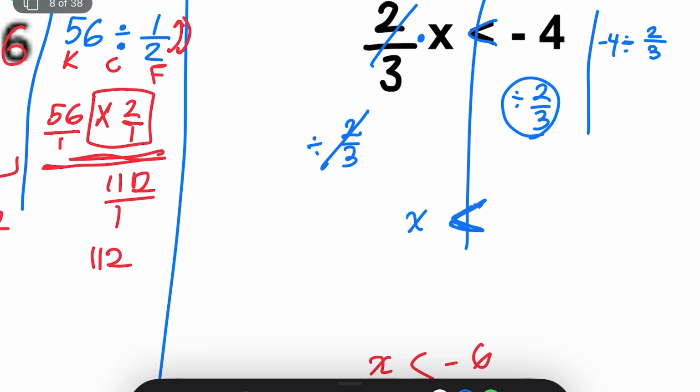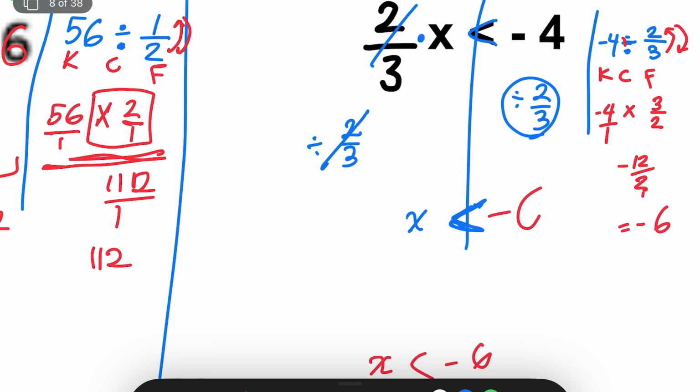Once I see division and a fraction directly, KCF. Keep the -4, change the division into multiplication, then flip 3/2. It's the same. Now just put denominator 1. -4 times 3, -12. 2 times 1, 2. 12 divided by 2, simplify it. 6, but negative. It's the same thing. Can you see? It's the same.